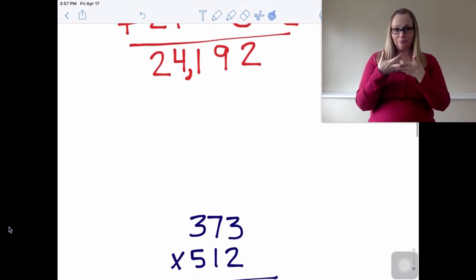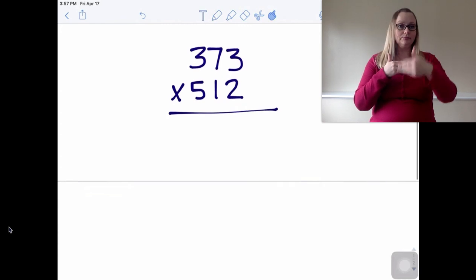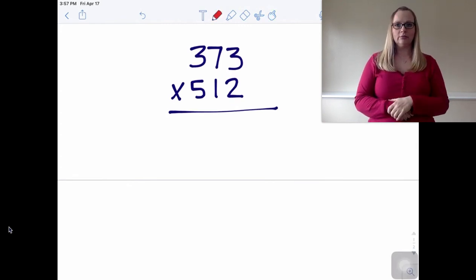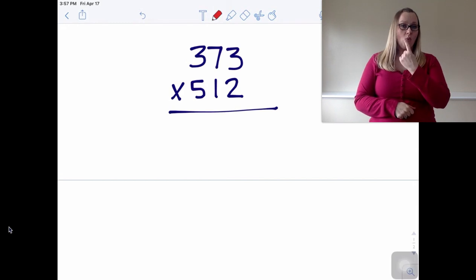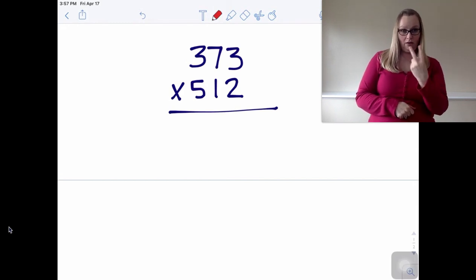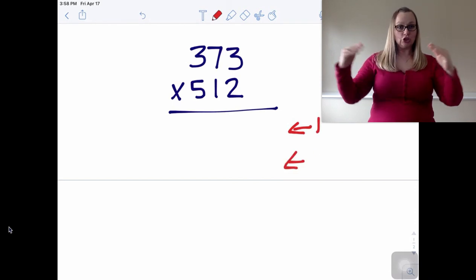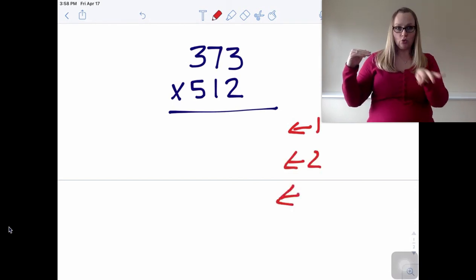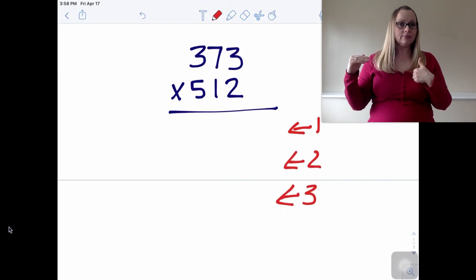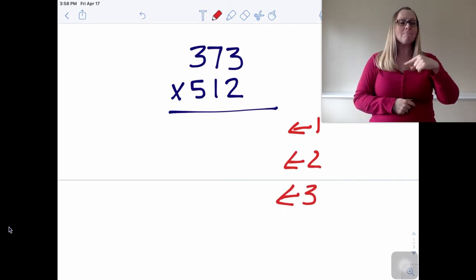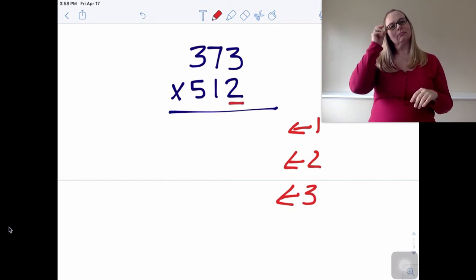So let's look at our next problem. 373 times 512. Knowing that we have 1, 2, 3 numbers on the bottom of our question, we should have 3 answer lines down below. And if you need to indicate it in this way to help yourself remember, go ahead and do that. So let's start in the ones place with the 2.